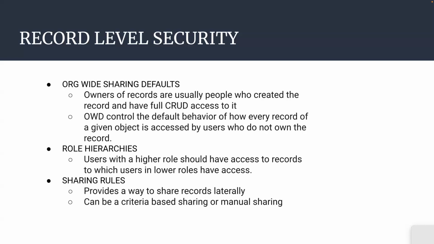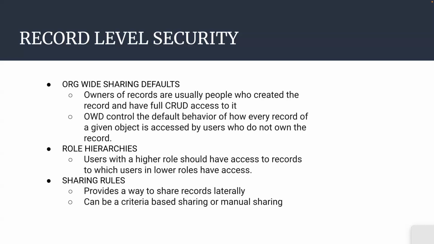Now, what is the role hierarchy? Role means that I'm a sales rep, I report to my manager, and my manager reports to a senior manager. The senior manager reports to a director, right? So whatever I can see, my manager should be able to see as well, but I should not be able to see everything that my manager can see, right? Okay. Now, whatever the manager can see, the director should be able to see as well, right?